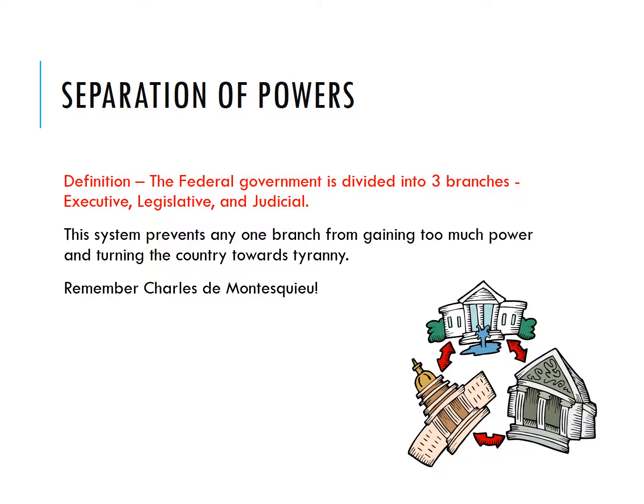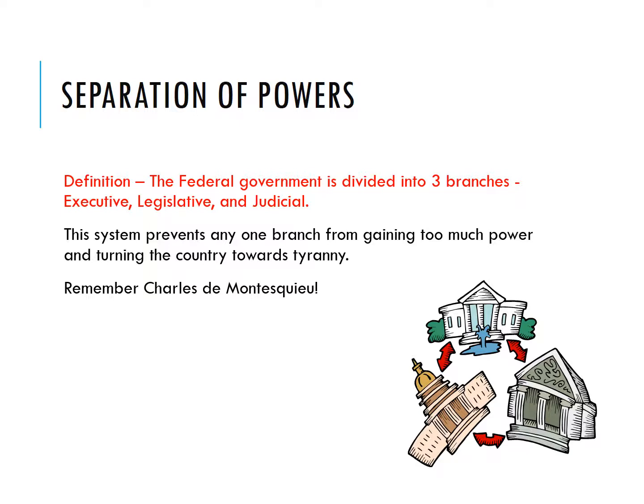So all three of those have power, okay? All three branches have power, but they're separated, so that no one group of people has all the power in the country. Super important. If the president had all the power, he could just do whatever he wanted and basically take over the country, right? And thwart the will of the people, go against what the people wanted. So the Founding Fathers set up the system to protect against what happened in England, where the king had all the power.